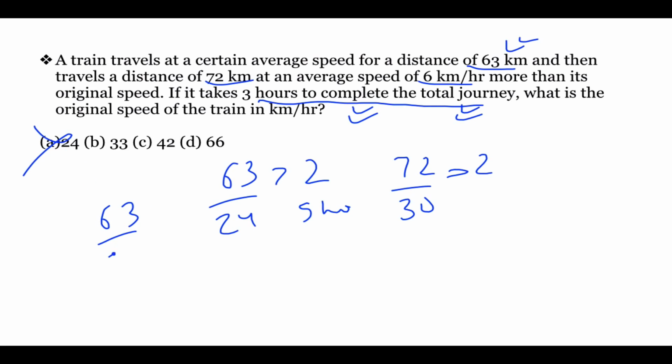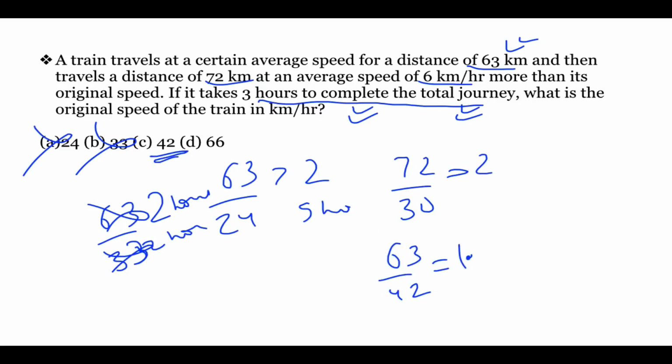Similarly, 63 divided by 33 cannot come in a round figure, so this is not the case either, because it is approximately 2 hours here and 2 hours there, so it will be 4. So this is also gone. Now see 42: 63 divided by 42 comes to a plain 1.5. Now 72 divided by 48 is also 1.5. So the answer in this case is 42. Very, very simple by logic.